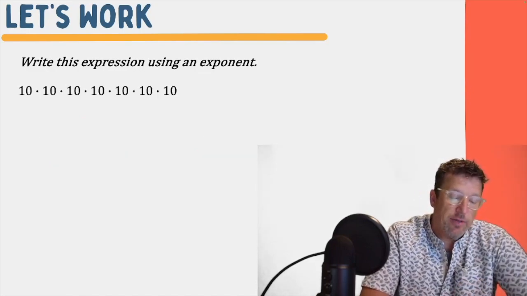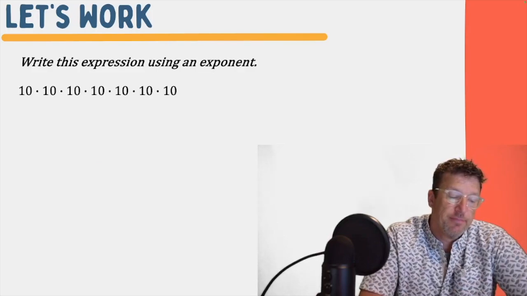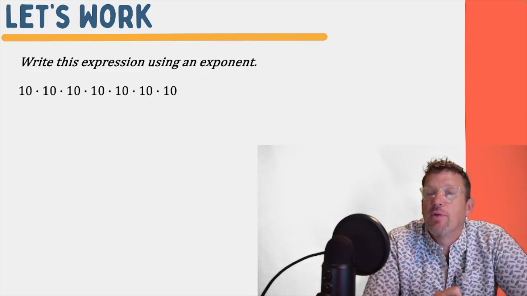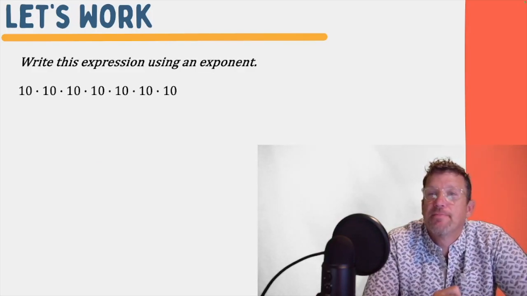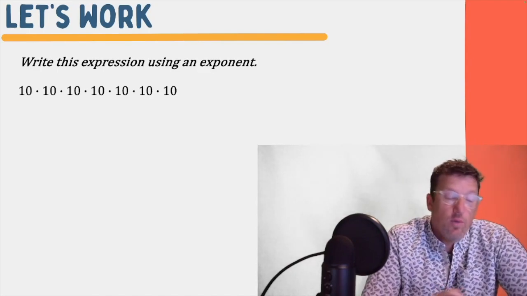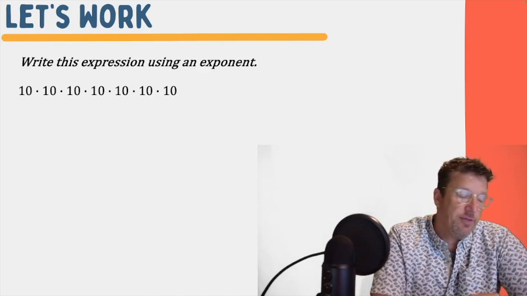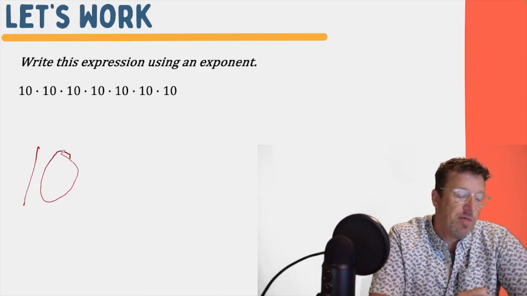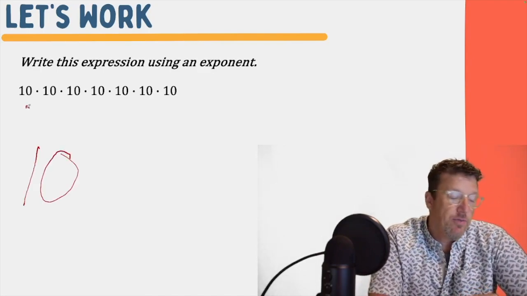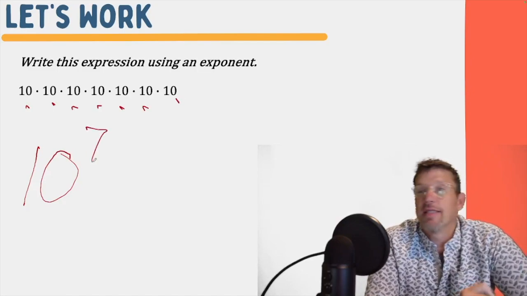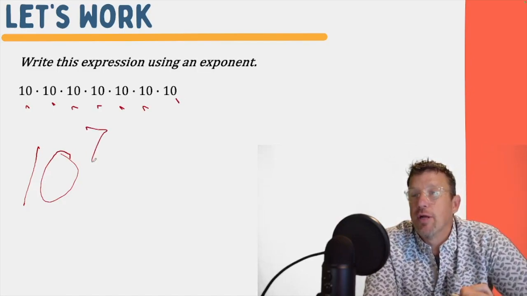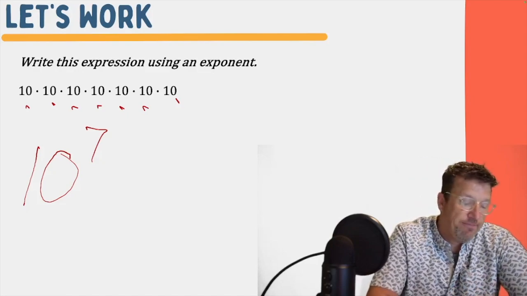Okay, let's try another one. How about you try this one on your own, and then we'll walk through it. What's the base? Well, it's the same number multiplied by itself over and over again. That would be the base is 10. How many times is it multiplied together? 1, 2, 3, 4, 5, 6, 7. 10 to the 7th. Pretty cool, huh? Told you it wasn't that hard.